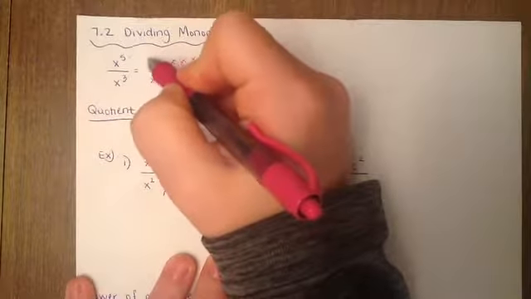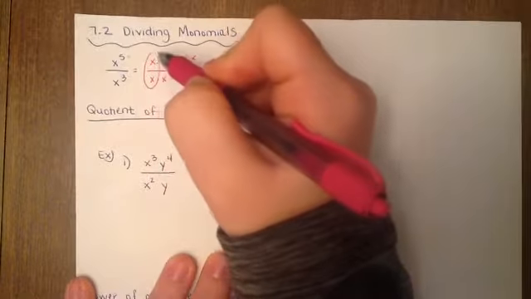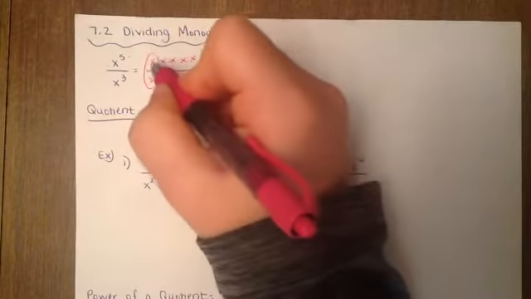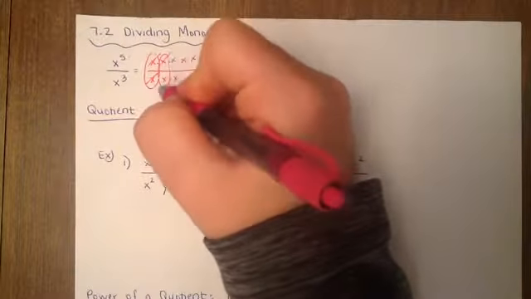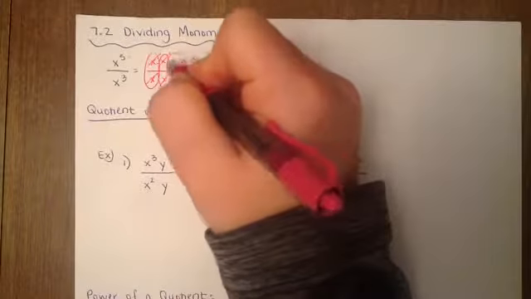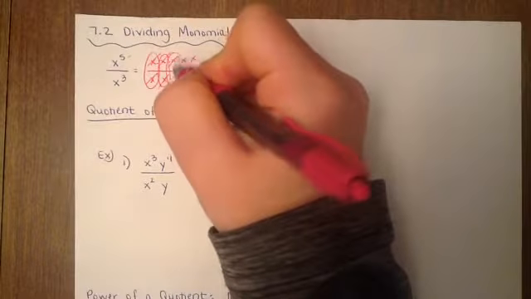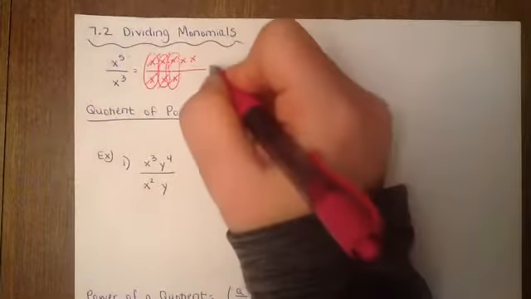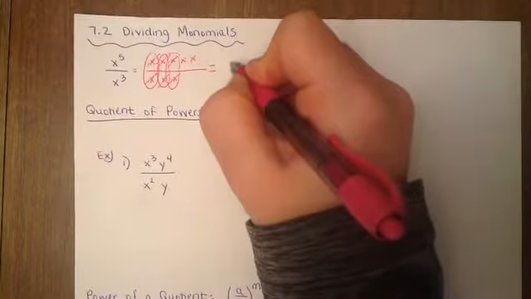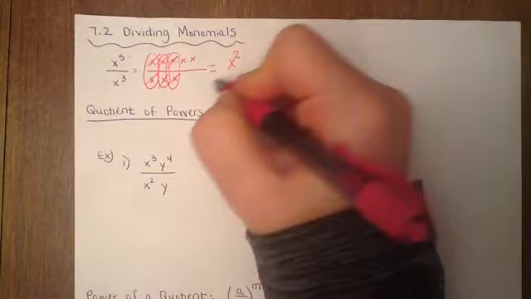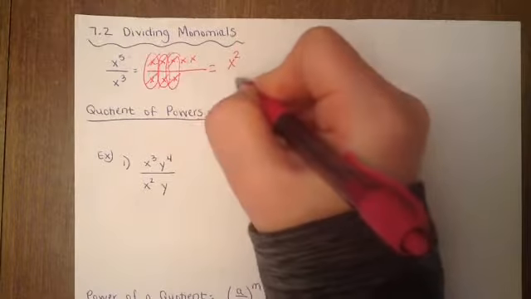Now, you know a number over itself is just 1, so that cancels as 1. X over x is just 1. This leaves how many x's on top? 2. So we would have x squared over anything on bottom? No.